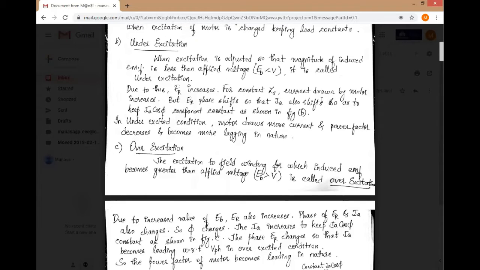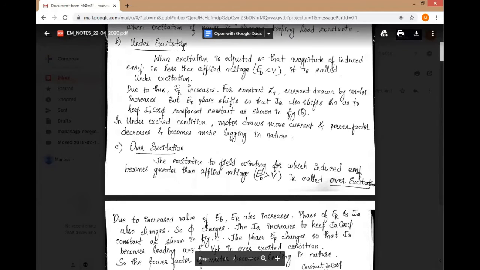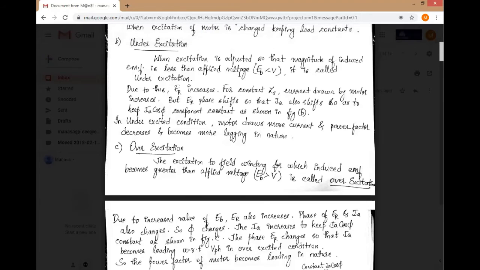So what is under excitation? As the name itself indicates, this back EMF is made much lesser than that of the supply voltage. Now the excitation to the field winding is adjusted in such a way that the EMF induced, that is the back EMF, will always be lesser than that of the supply voltage. So this condition is referred to as under excitation.